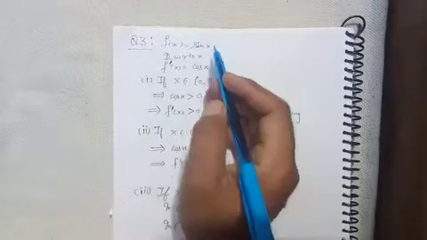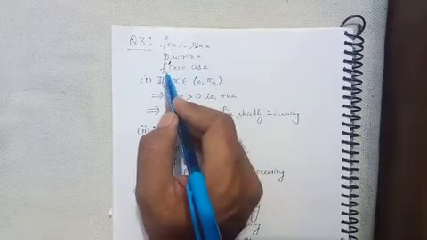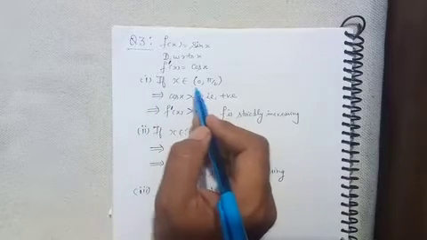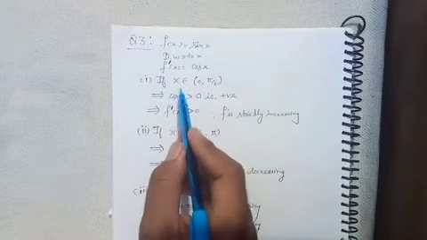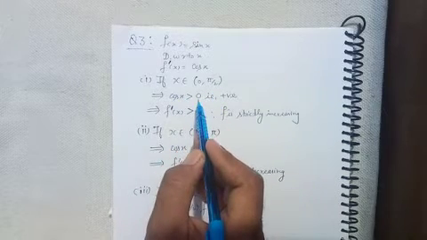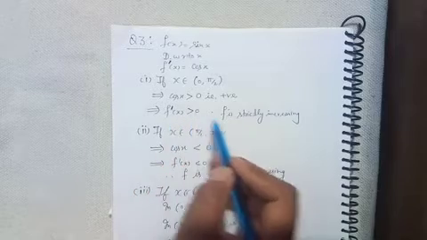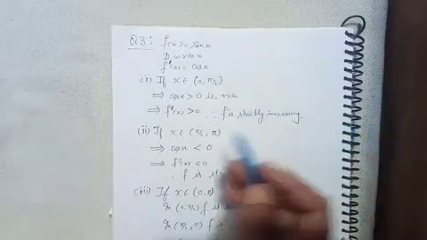Now, f(x) equals sin x. Differentiate with respect to x. f dash x will be cos x. Now, first part, if x belongs to 0 to pi by 2, then it means this is first quadrant. So, cos x will be more than 0, that is positive. It means f dash x is positive. So, function is strictly increasing. It means obviously it is increasing also.